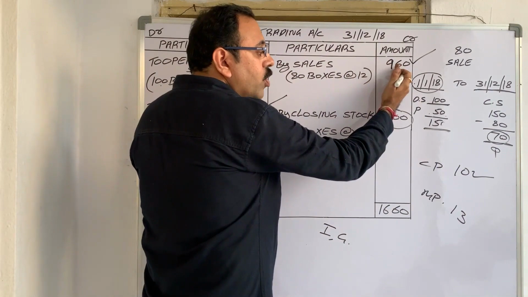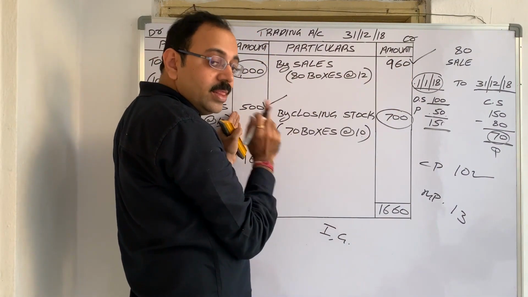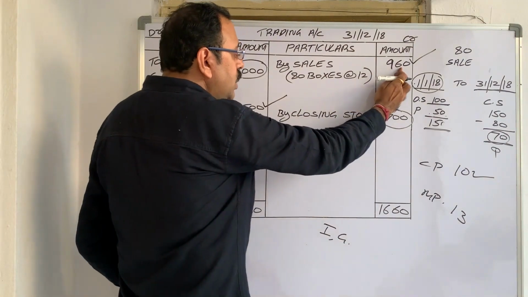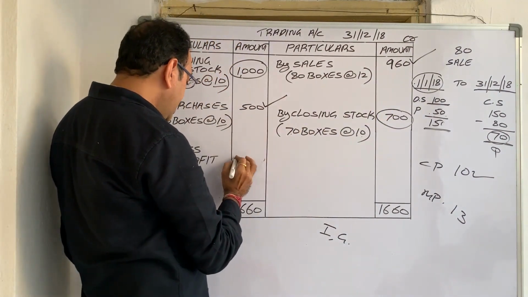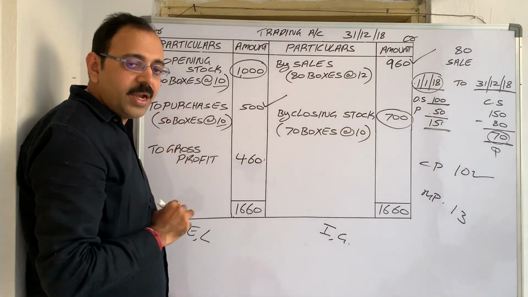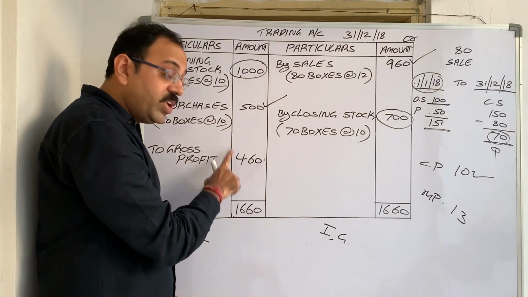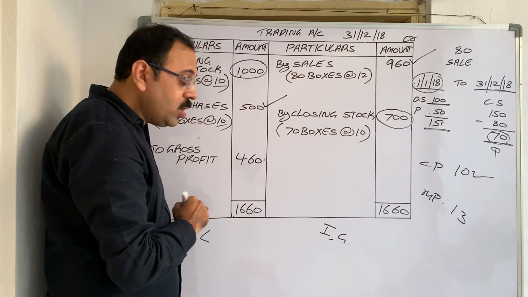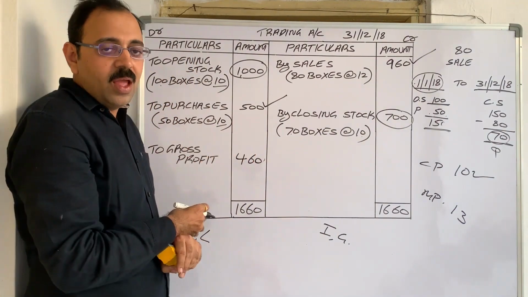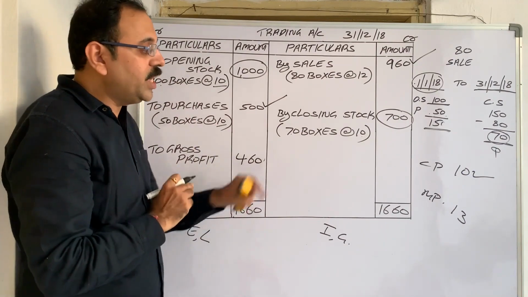Credit side we have only 960 rupees. In that case, how much will be the gross profit? 960 minus 500 is equal to 460 rupees. Is it the correct amount? Correct gross profit is 160. So, according to your books, gross profit is not correct. And the other wrong meaning also it gives.